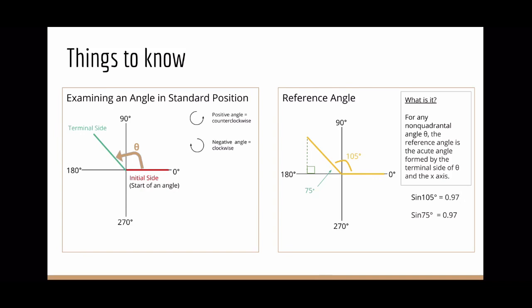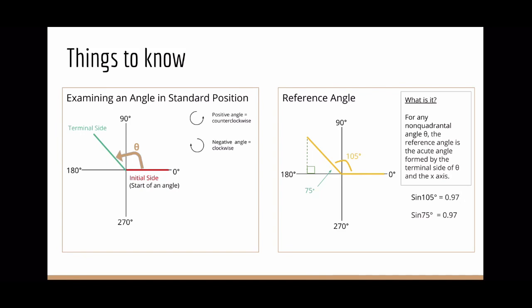The dictionary definition is that for any non-quadrantal angle theta, the reference angle is the acute angle formed by the terminal side of theta and the x-axis. So in this picture, the reference angle is 75 degrees because it was formed by the terminal side of 105 degrees. So 105 and 75 create supplementary angles because they add up to 180.